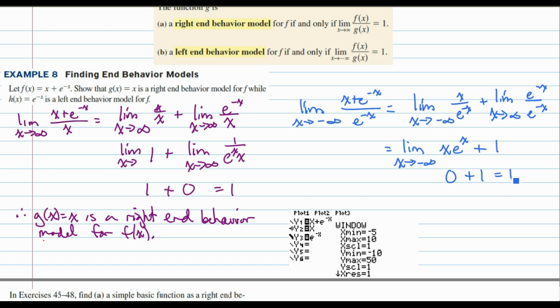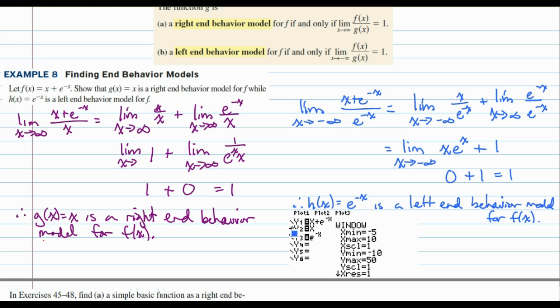So again, our limit is 1. Therefore, h of x equals e to the negative x is a left end behavior model for f of x. Now, I already put in y1, y2, and y3: the function we're dealing with, the supposed right end behavior, and then the left end behavior.